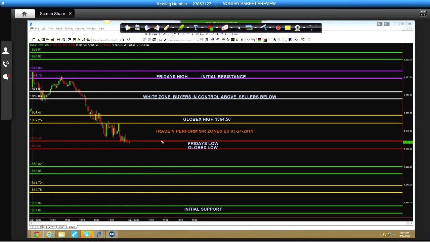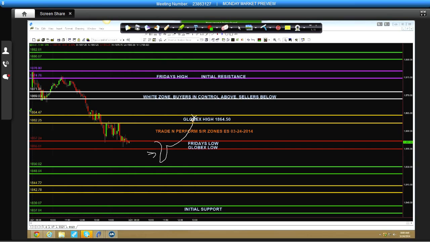Again, what I'd like to see is a break of one of these zones and then back up, or a break here, test here, then back up. I would expect if that occurs, right, excuse me, let me restate that here. Break of Globex low, trap back up, right? And this can occur quite quickly. My coaching clients know that, right? This can be quite quickly. And then I would look for a trade to the other end of the range.